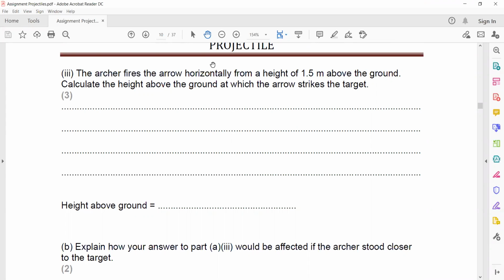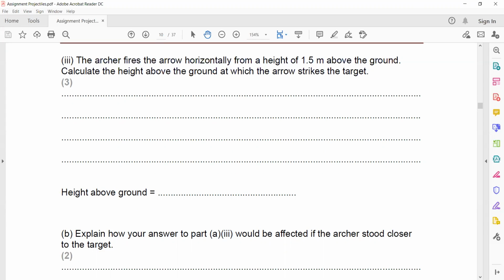In this question, the archer fires the arrow horizontally from a height of 1.5 meter above the ground. Calculate the height above the ground at which the arrow strikes. So the archer is there at a height of 1.5 meter and he uses an arrow. We have to find what height above the ground this arrow hits the target.